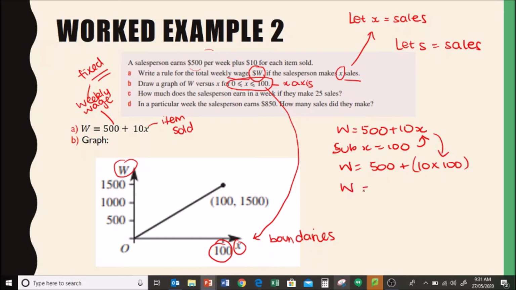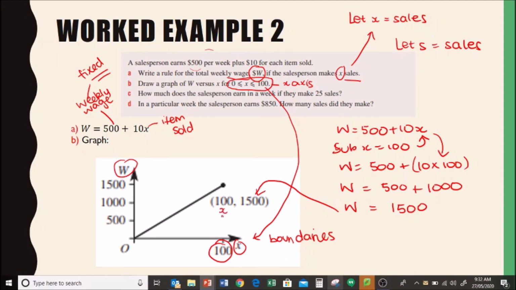So now we've got W equals 500 plus 10 times 100, which is 1,000. And we add 500 to 1,000 together, which gives us 1,500. And that gives us our new Y coordinate. So it is important to put this coordinate in. So this is the X-axis coordinate, and this is your Y, or in this case, your W coordinate. Now, after you've drawn a line from there to there, you can work on the next question.